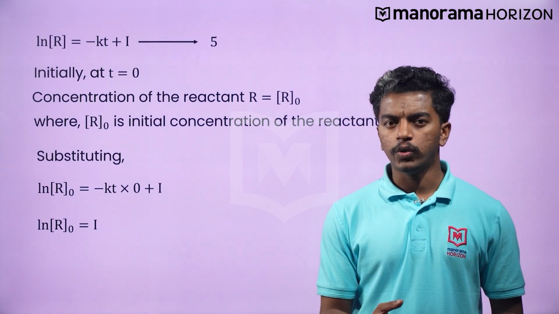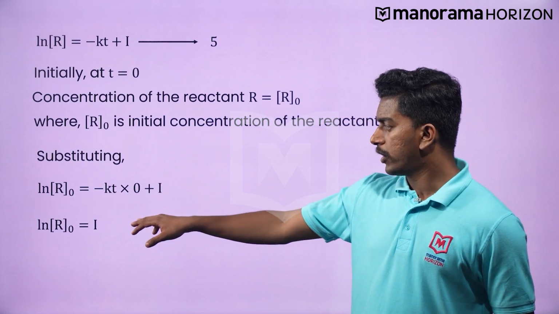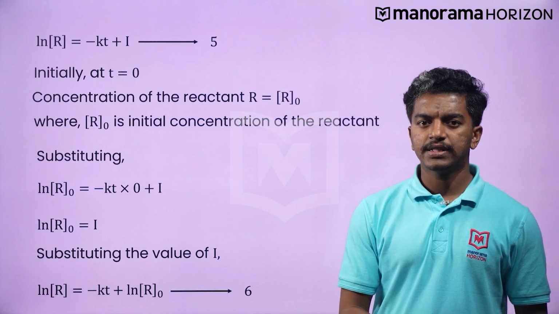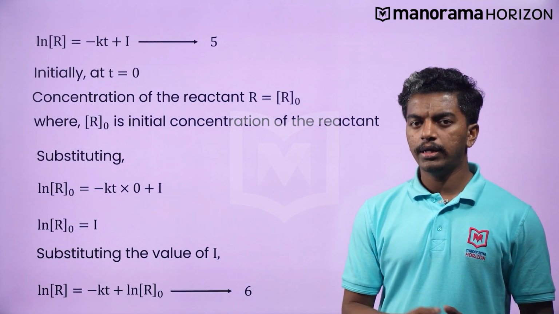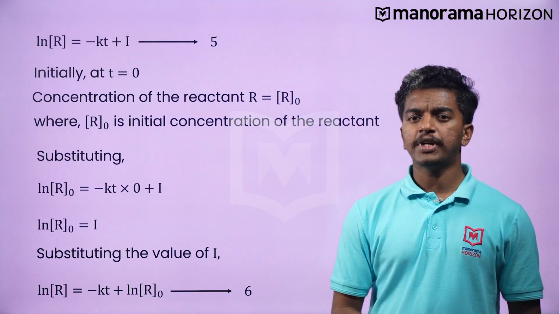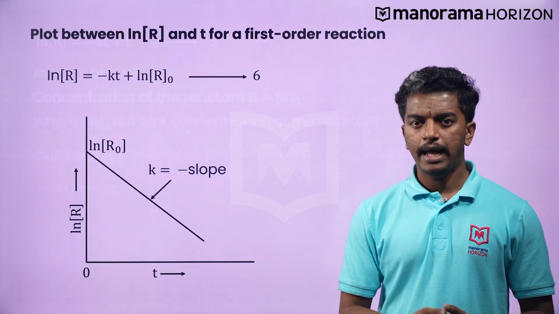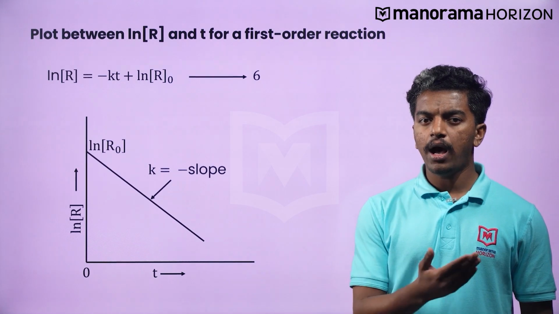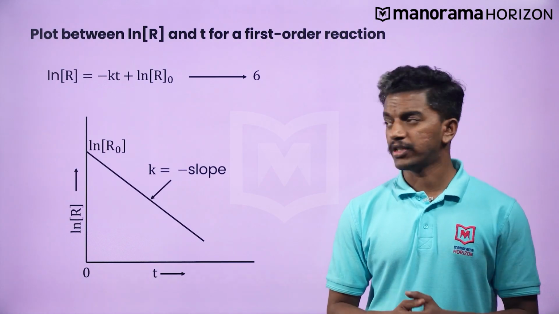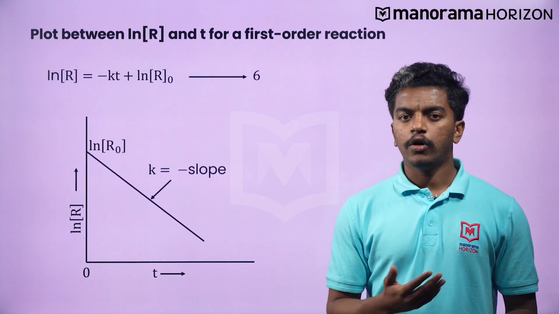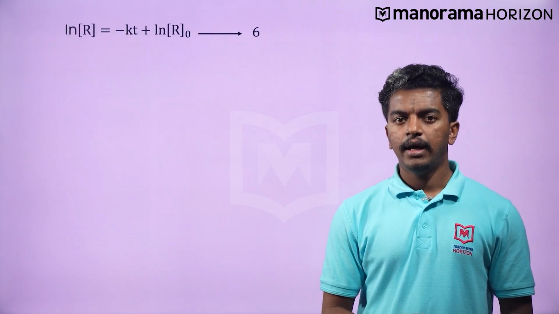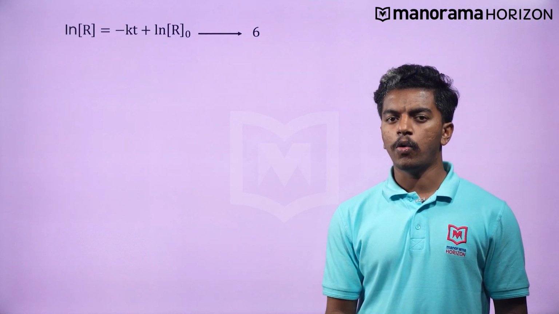Next, you may substitute the value of I into equation number 5 to get the integrated form of the first order reaction as ln R = -Kt + ln R0. This equation also takes the form y = mx + c. Hence, a plot of ln R versus time gives a straight line whose slope gives the rate constant. The y-intercept of the graph gives the value ln R0. Next, we will see another representation of the integrated rate law of first order reaction.